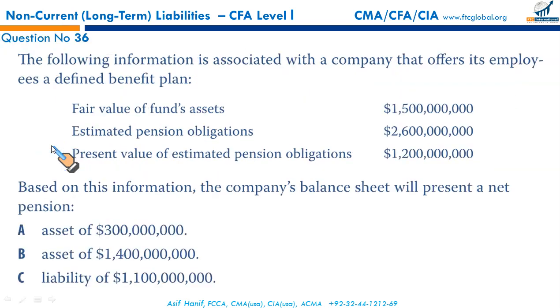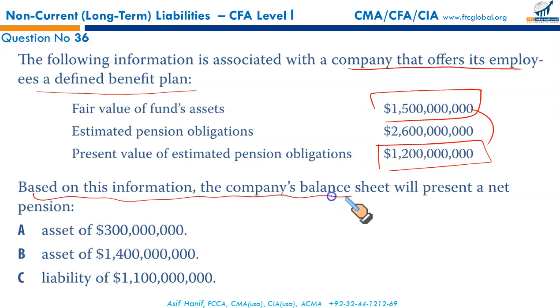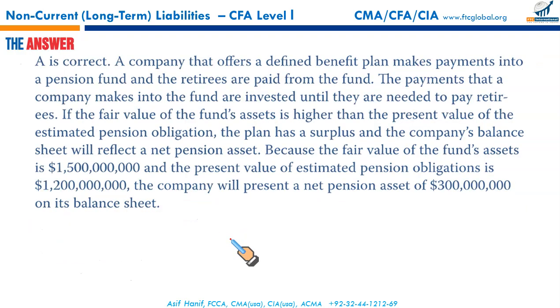This is the last question here. Question number 36. The following information is associated with a company that offers its employees a defined benefit plan. Fair value of the fund assets 1.5 and present value of estimated pension obligations 1.2. The difference between these would either be an asset or a liability. Since we have more assets than the estimated pension obligations, it will be represented as a net asset value. So based on this information, the company's balance sheet will present a net pension asset of $300 million. That makes A the correct option, and that also completes your EOC questions.